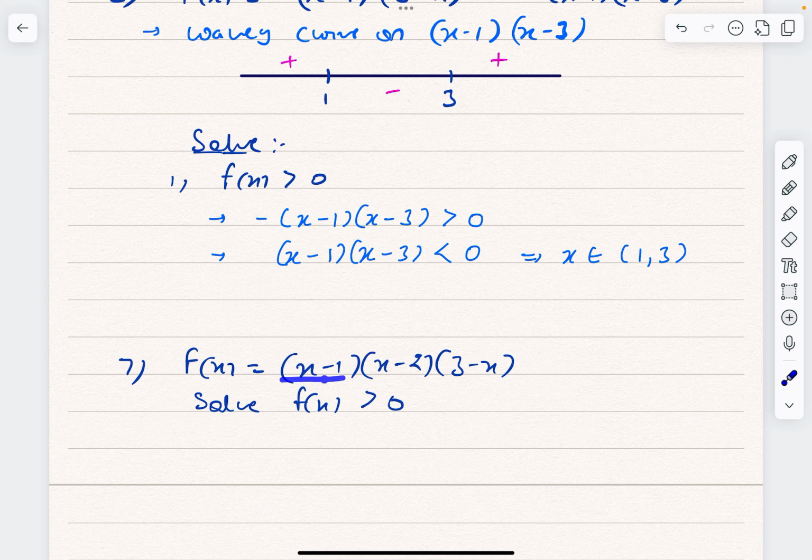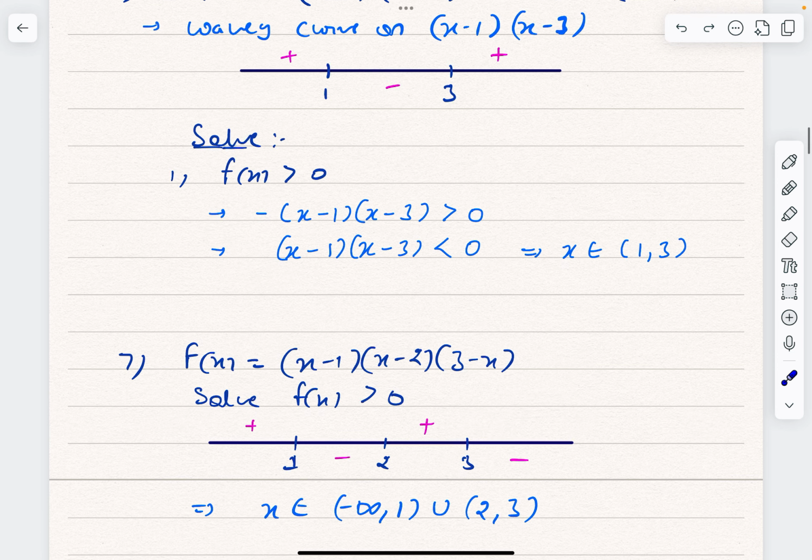So f(x) is (x − 1)(x − 2)(3 − x). They want you to solve for f(x) greater than 0. You can give it a try, then we'll start the discussion. Let us start the discussion now. Again, you can see the roots are 1, 2, 3, but there is a 3 − x.